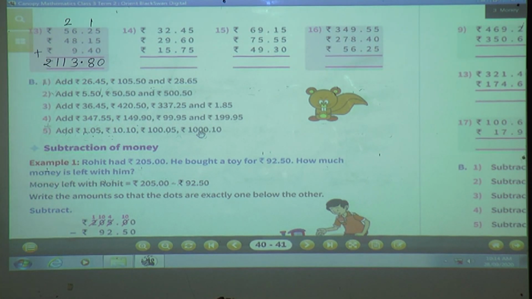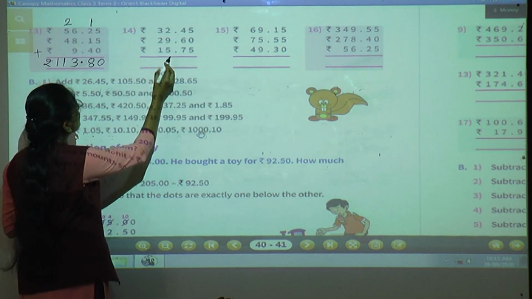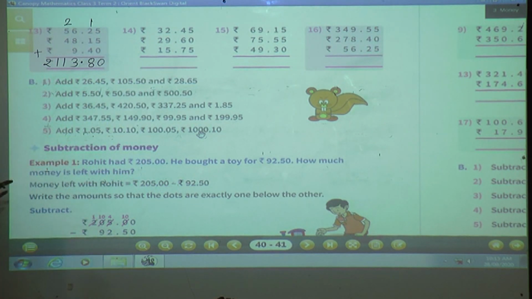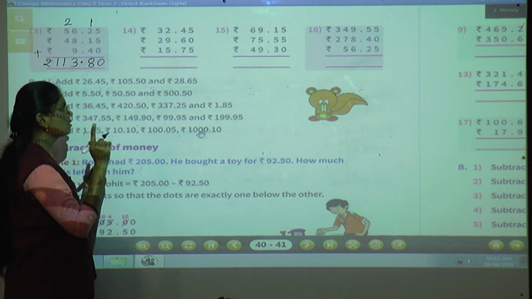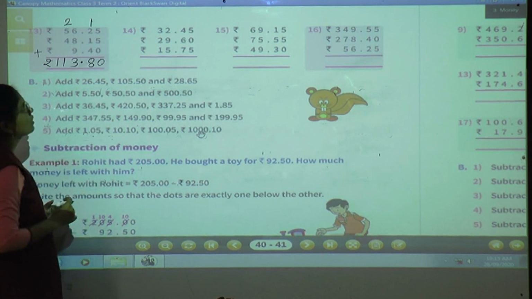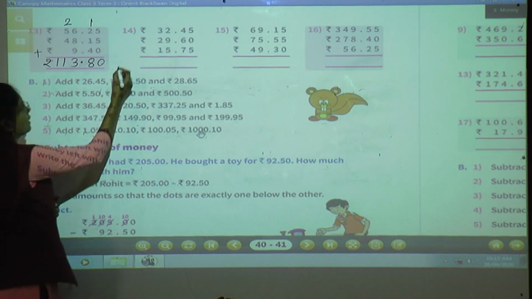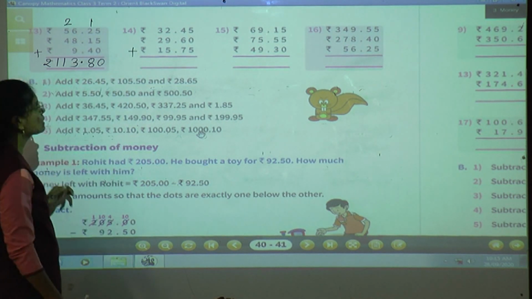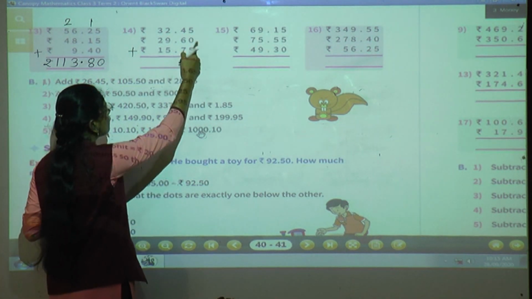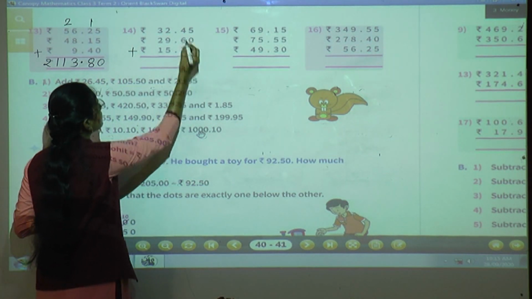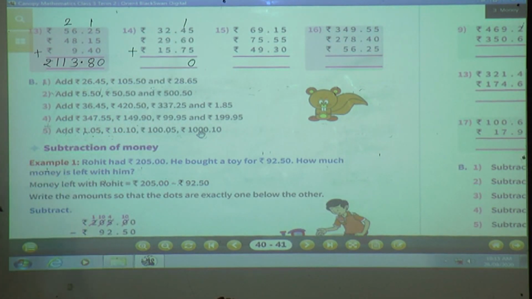So what is the answer? Read the answer. Rupees 113.80. Okay, in this way you have to solve. Now we will take one more example, that is 14th number, and the remaining 2 examples you have to solve on your own. See the 14th number, rupees 32.45 plus rupees 29.60 plus rupees 15.75. Give a plus sign and start from the ones place here. 5 plus 0, 5. 5 plus 5, 10. So write here 0 and give 1 carry to the next place.